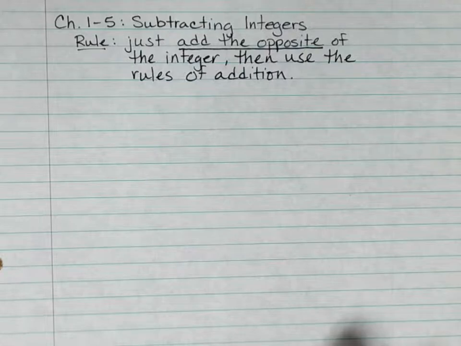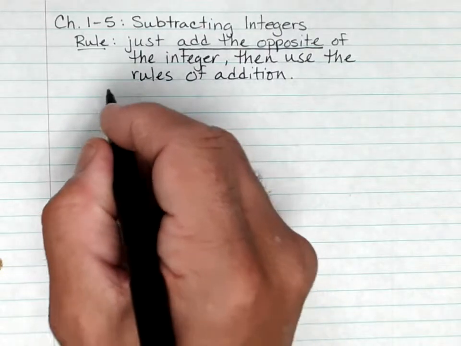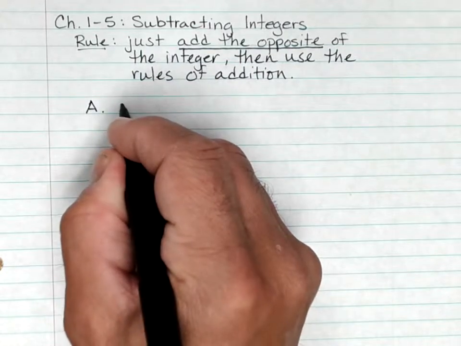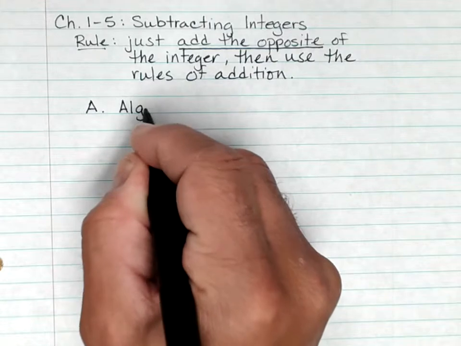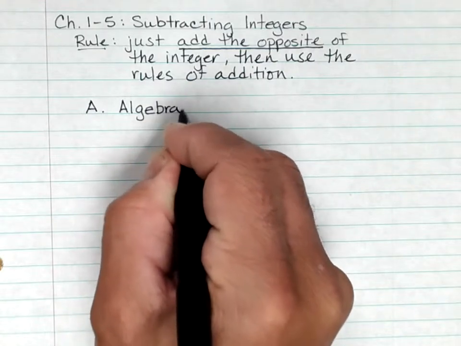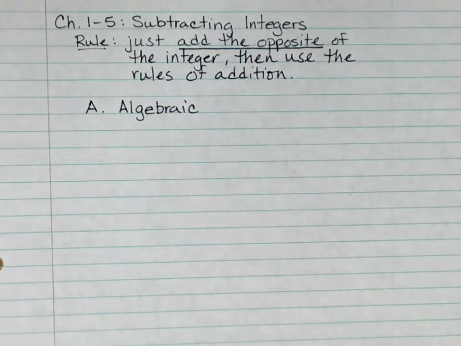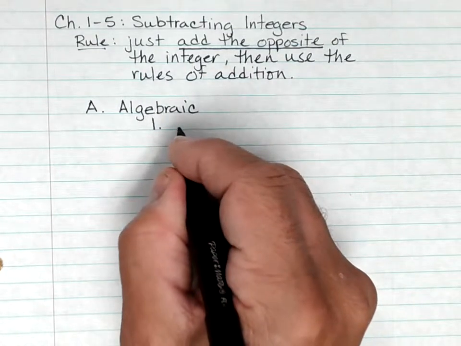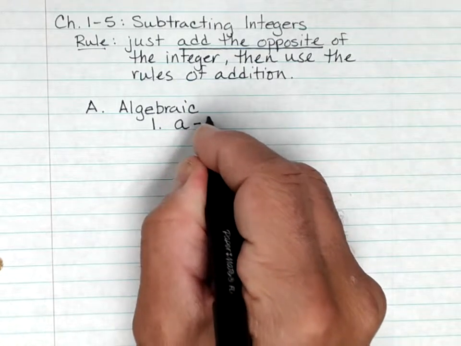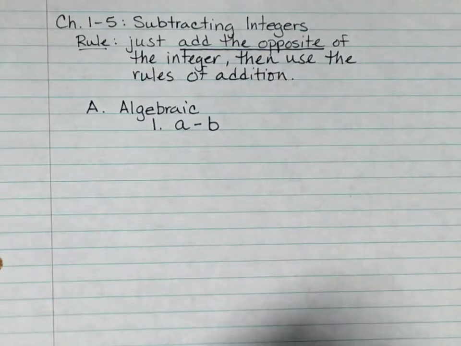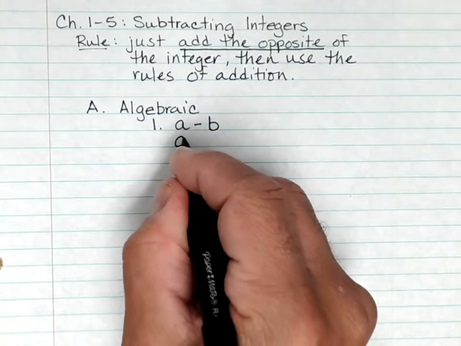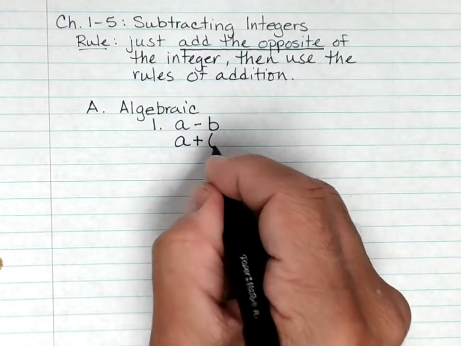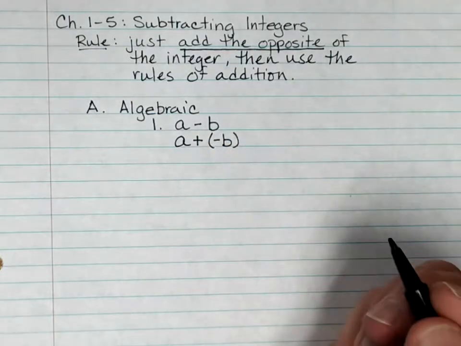So let's just go into some models here real quick. I'm just going to show you some algebraic models. That means we're using variables. So this first one, it's just going to be a minus b. And so based on the rule, all you're going to write is a plus the opposite of b, which is negative b.